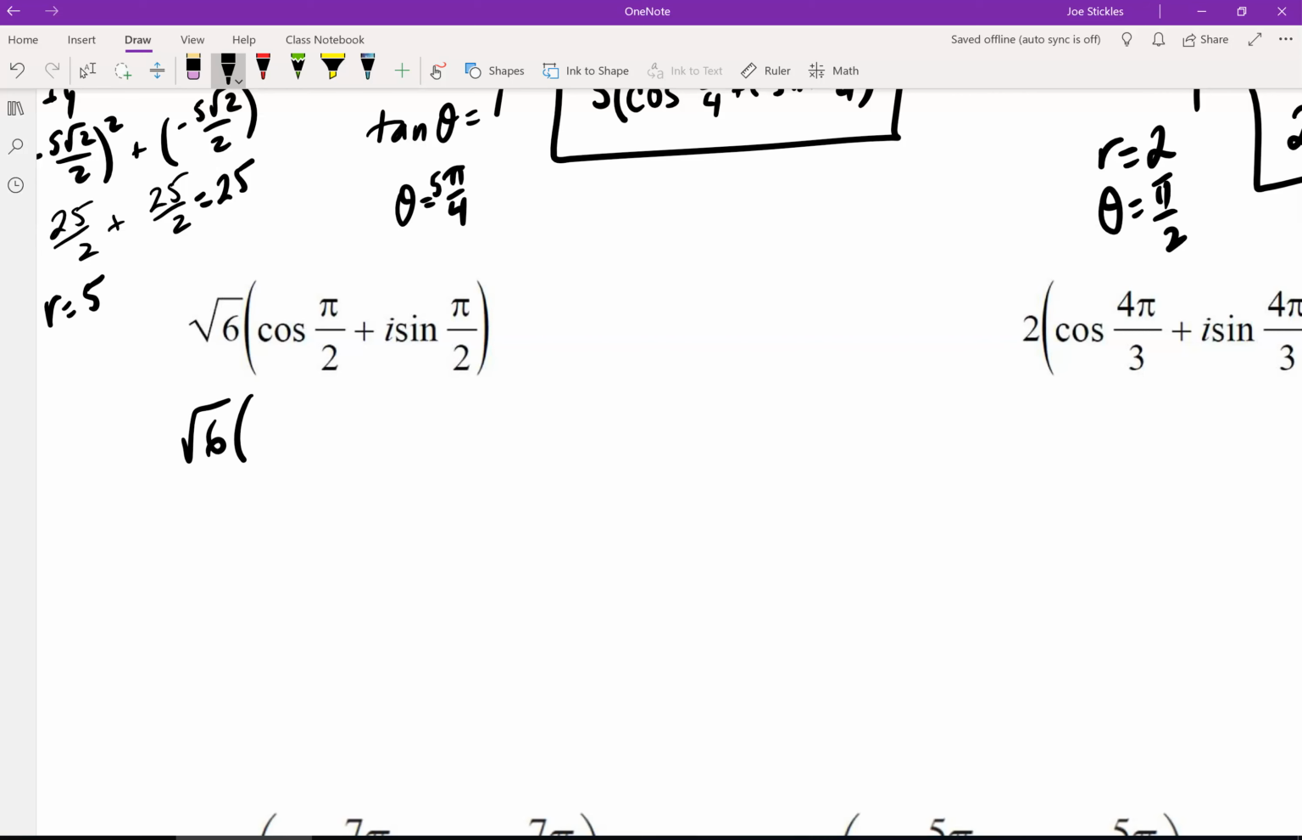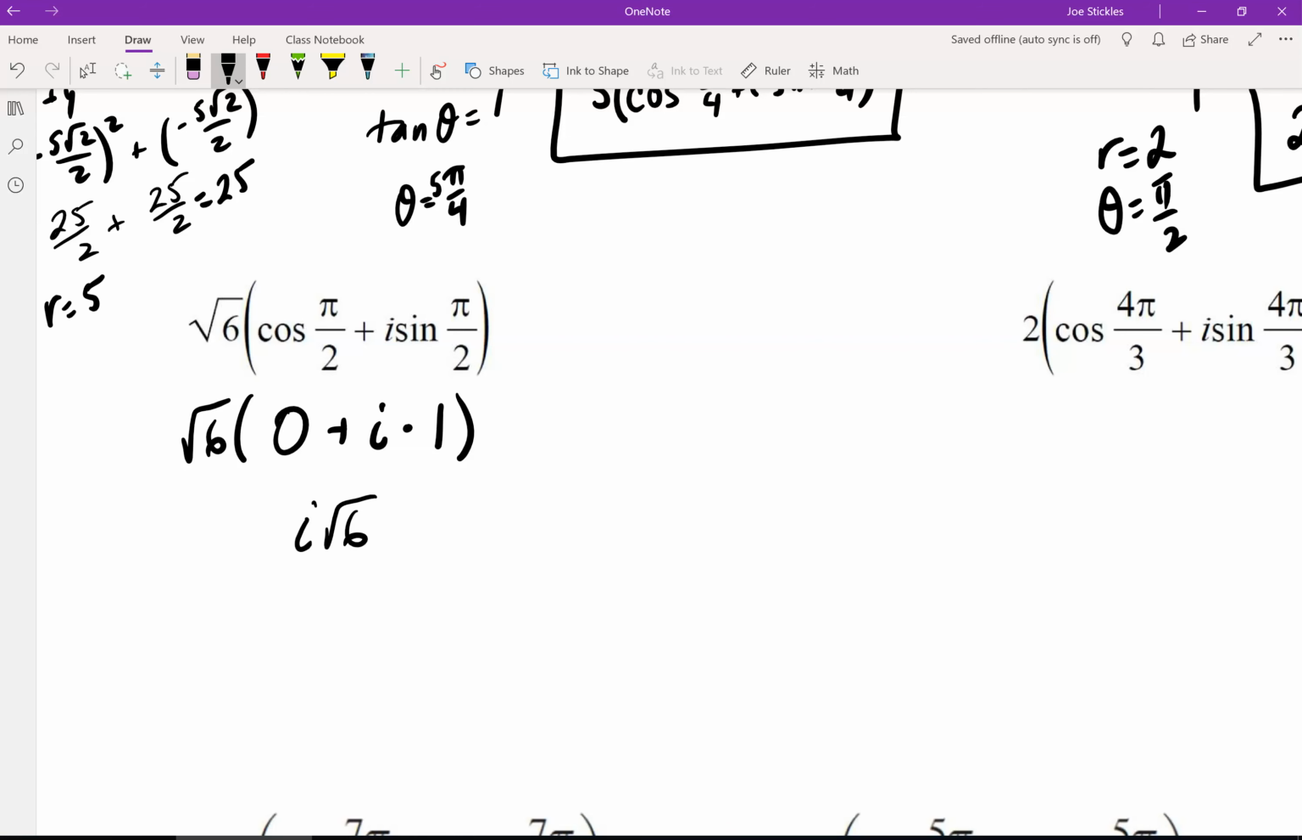So for this one, cosine of pi over 2 is 0. Sine of pi over 2 is 1. So we get 0 plus I times 1. And if I distribute the square root of 6, square root of 6 times 0 is 0, I just get I square root of 6.